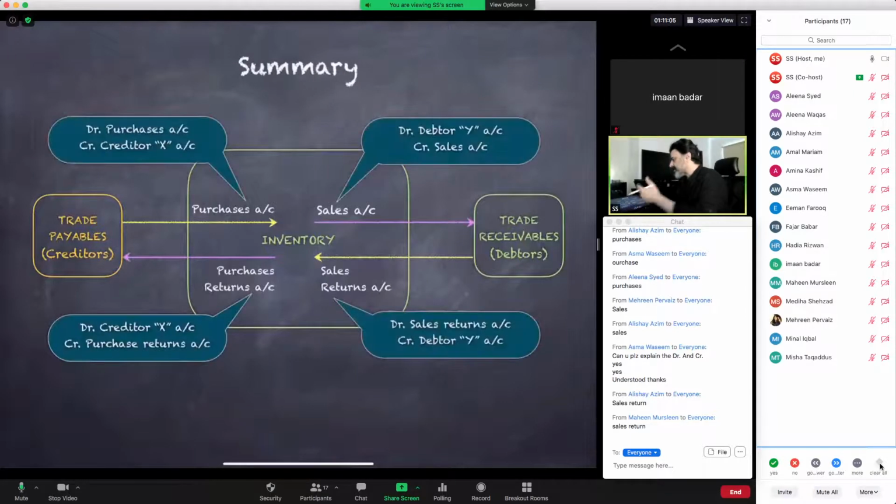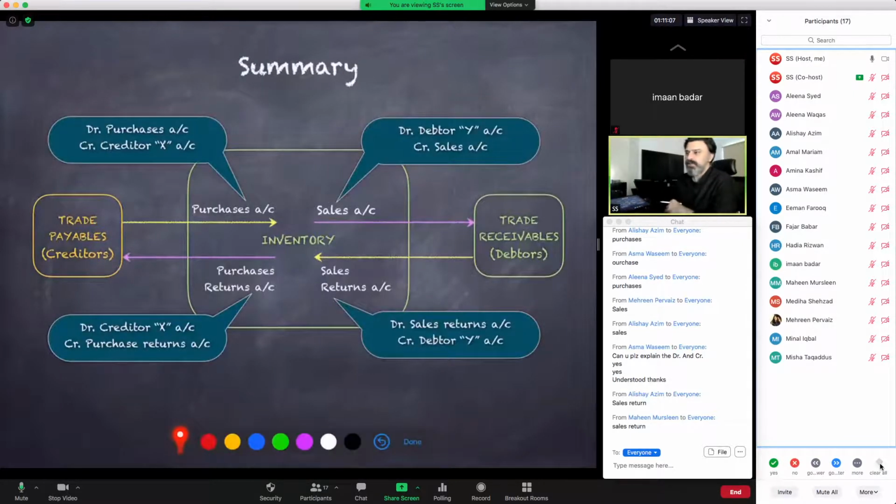So this is our summary here. You can take a screenshot for your upcoming assignment, right? Every time you buy goods, this will happen. Every time you sell goods, this will happen. Every time goods are returned back to you by your customers, this journal entry is going to happen. And every time you return goods back to your suppliers, you will record it like this, right?